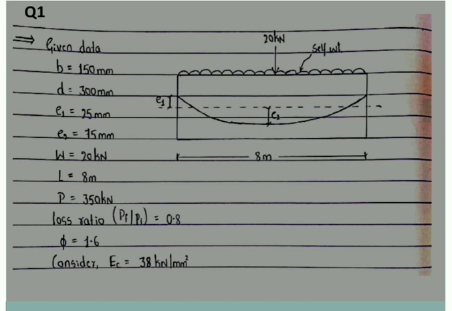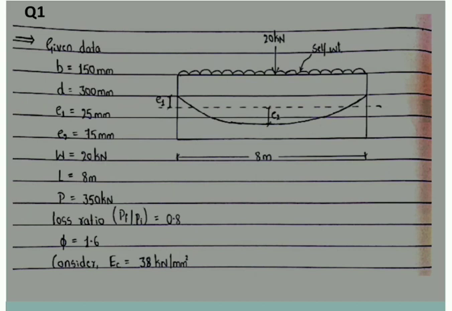So let's note down the given data properly. Section dimensions are 150 by 300. e1, that is the eccentricity at the support, is 25. At the midspan it is 75. The live load W is 20 kilonewton at the center. Then we have to compute the self weight, which will be in the form of a UDL. Length is given as 8 meters. Pre-stressing force is 350 kilonewton.